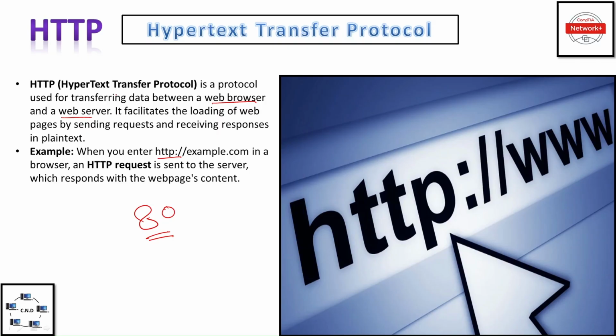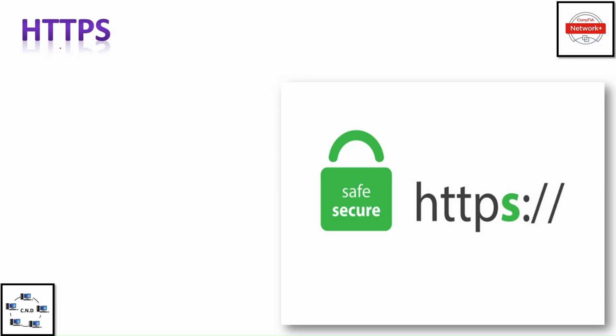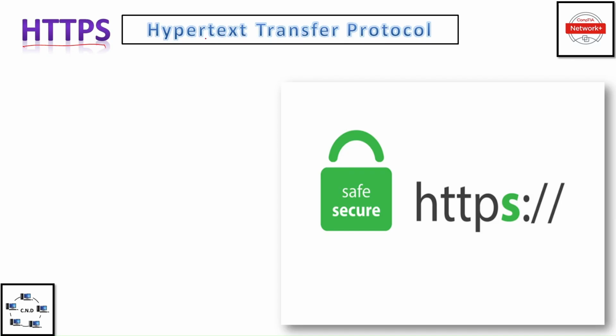And the secure alternative of HTTP is HTTPS. So HTTP is no longer used online or over the internet since it is insecure. Data sent over the internet or over the network is in plain text, and it is no longer actively being used. So the alternative of HTTP is HTTPS, that is Hypertext Transfer Protocol Secure.